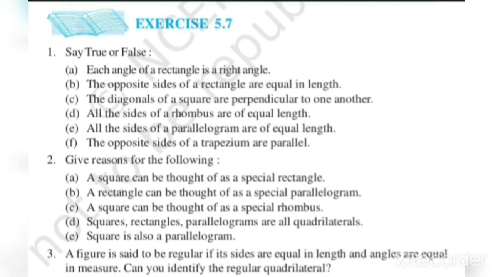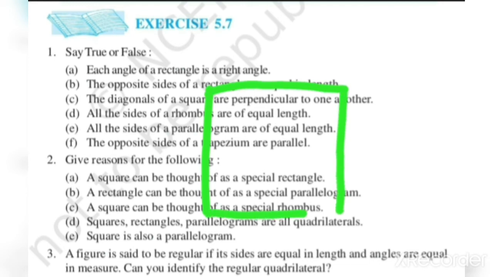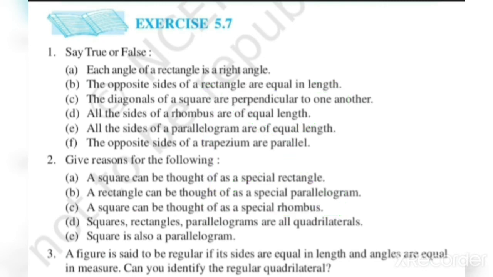The diagonals of a square are perpendicular to one another. Yes, if you draw a square, diagonals are perpendicular. They make 90-degree angle. All the sides of a rhombus are of equal length. Yes, all the sides of a rhombus are of equal length. Remember diamond.